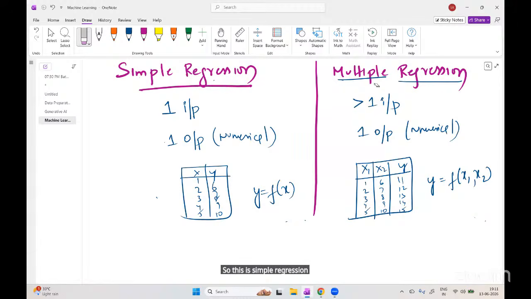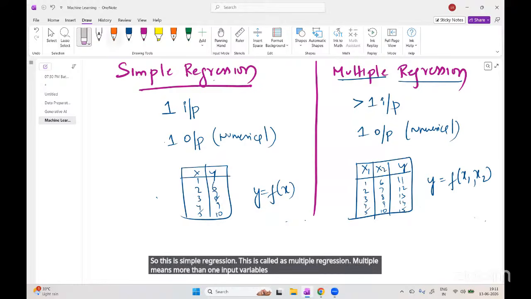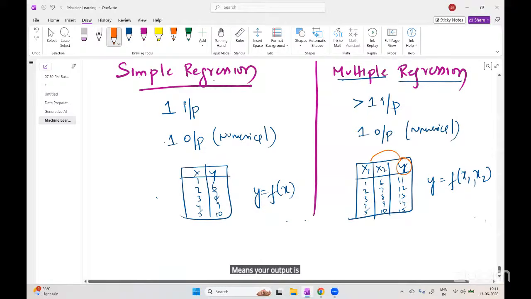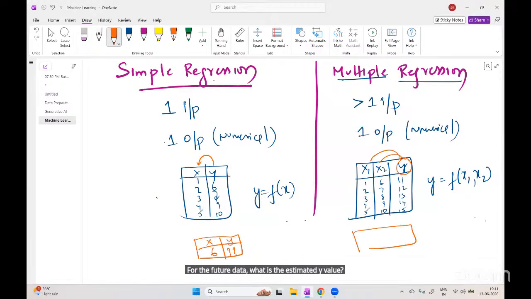This is called multiple regression. Multiple means more than one input variable. It means your output depends on this one along with this one, whereas this one depends only on this one. For future data, for 6, what is the estimated y value? For this one also, for future data, you are going to get x1 and x2, and they'll give 6, 11, what is the y value? Like this they'll ask. Is the point clear?